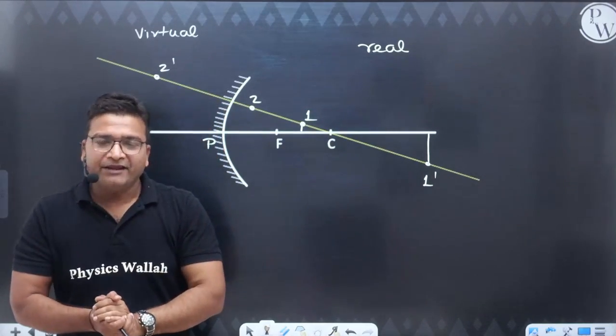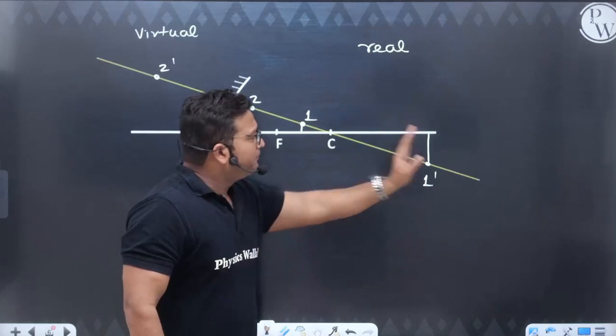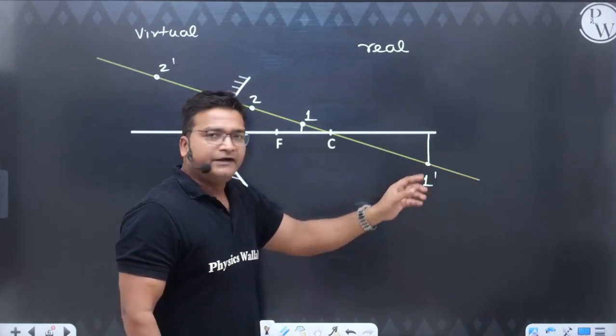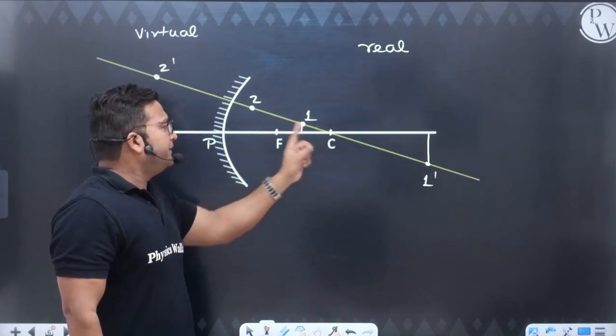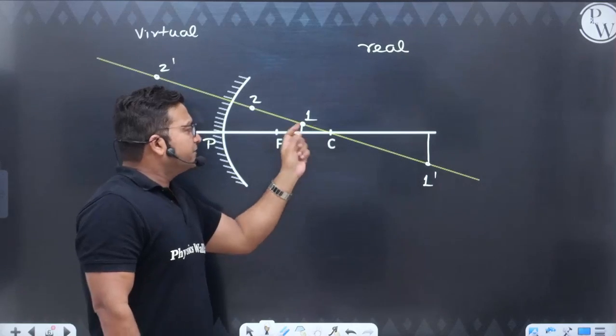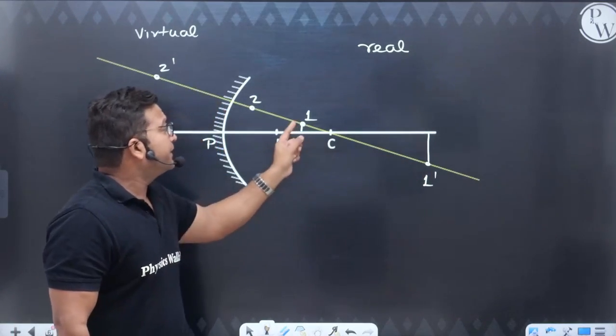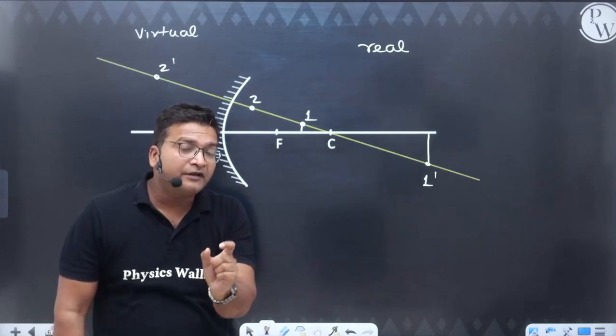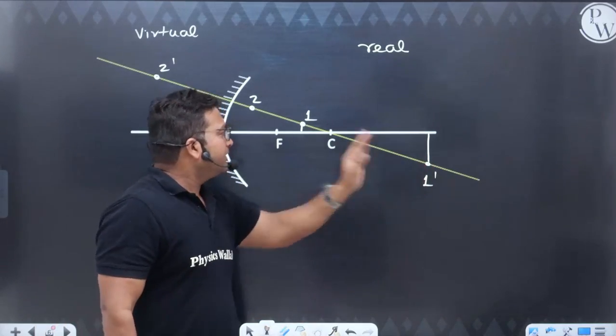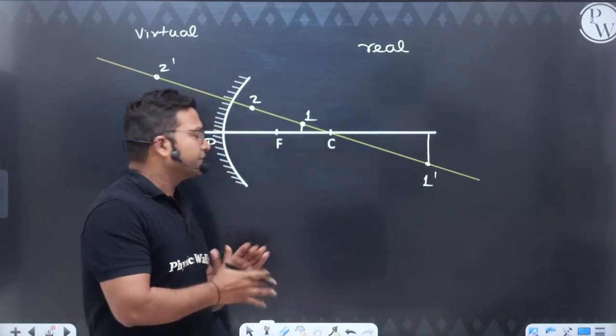If they say the object is beyond center, somewhere here, its image is simply between center and focus. The image is smaller. Again, the image is inverted because this is downside, this is upside. The image is inverted, the image is smaller, and the image is real. So it is a real pair, right? It is a real pair.